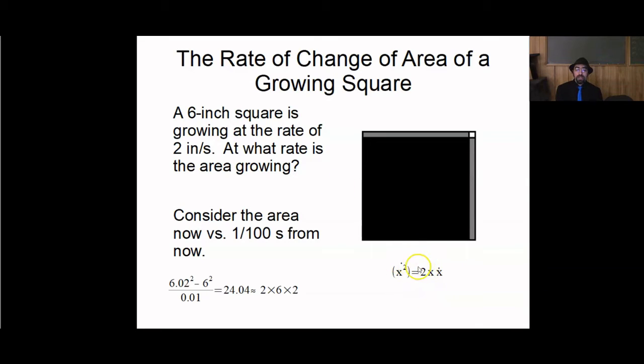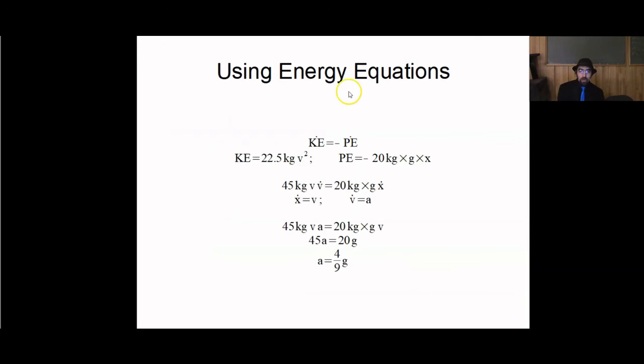So using this dot notation, where dot means rate at which something is changing, we can express our conservation of energy equation in terms of dots. We can say KE dot, kinetic energy dot, equals negative potential energy dot. In order to say that if kinetic energy goes up by some amount, potential energy must go down by that same amount, that means the rate at which one of them is changing has to be the negative of the rate at which the other one's changing. We said kinetic energy for this problem was 22.5 kilograms times velocity squared.